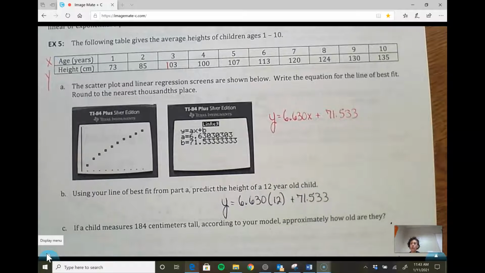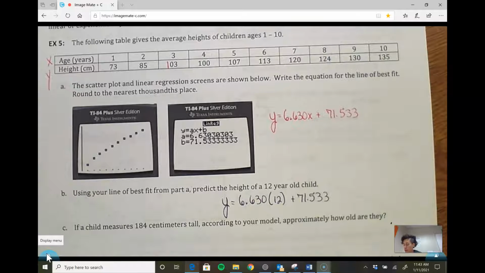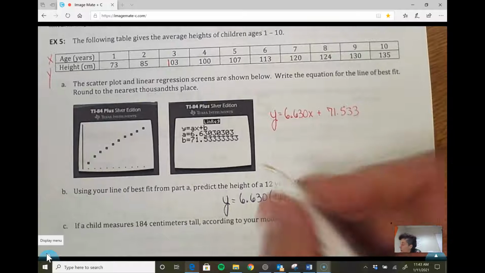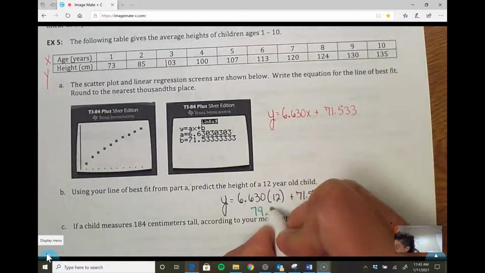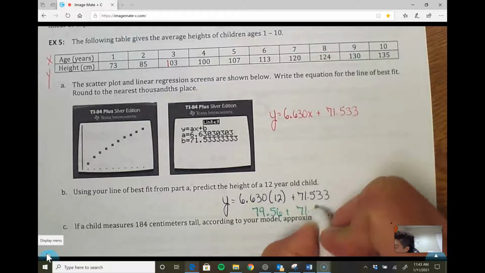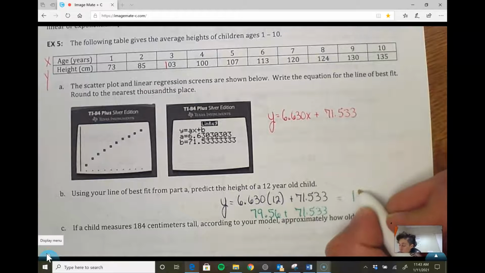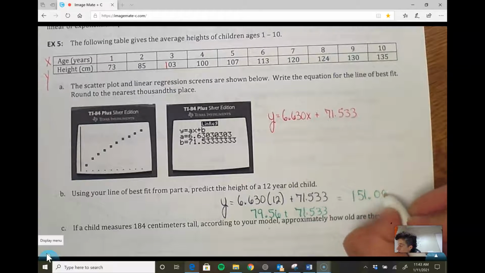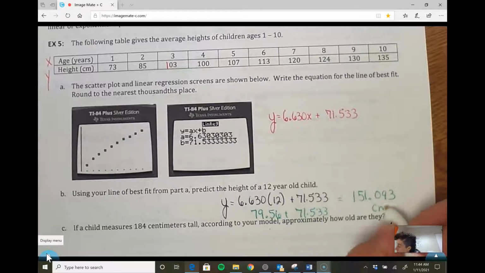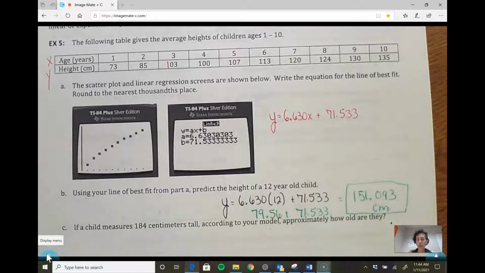Depending on your calculator, if you're using your phone, you would definitely want to follow the order of operations. And I would multiply those two first. So you can't see my calculator, but I am doing that. And that becomes 79.56 plus the 71.533. So again, I'm just typing this into my calculator as I follow the order of operations, and I get 151.093. And then predicting the height, I would want to label this, it is in centimeters. So somebody who's 12 years old is about 151 centimeters tall.